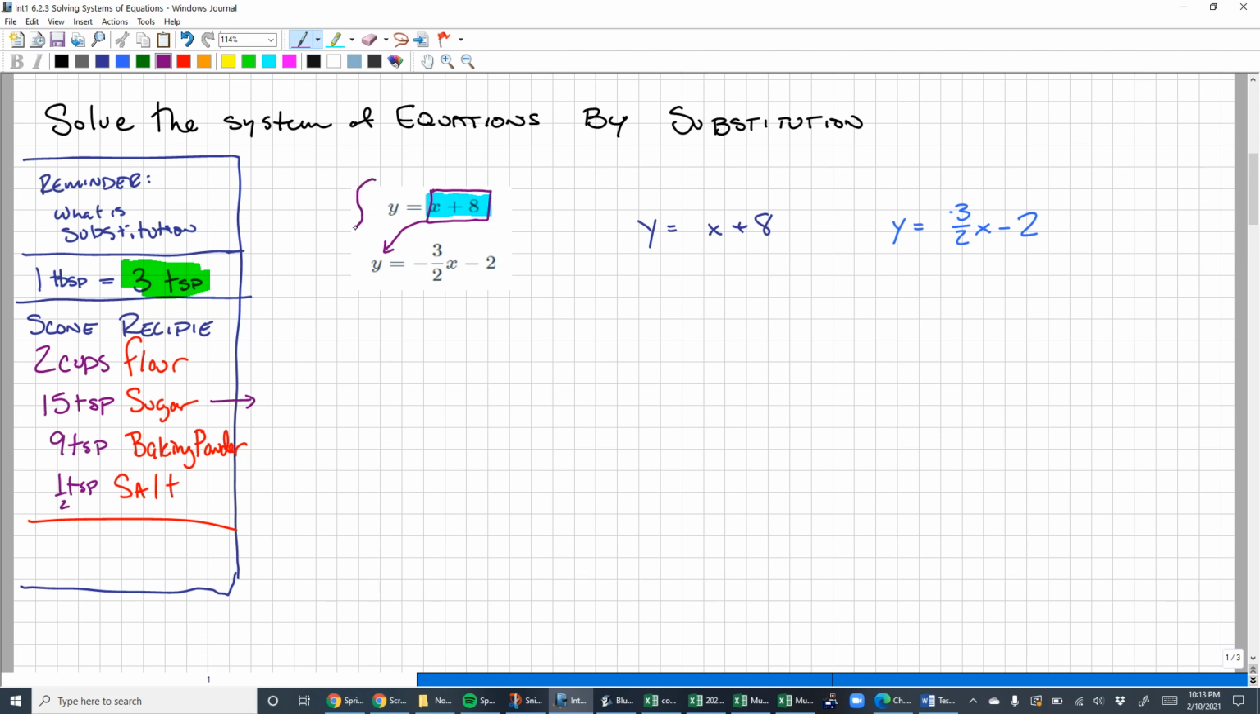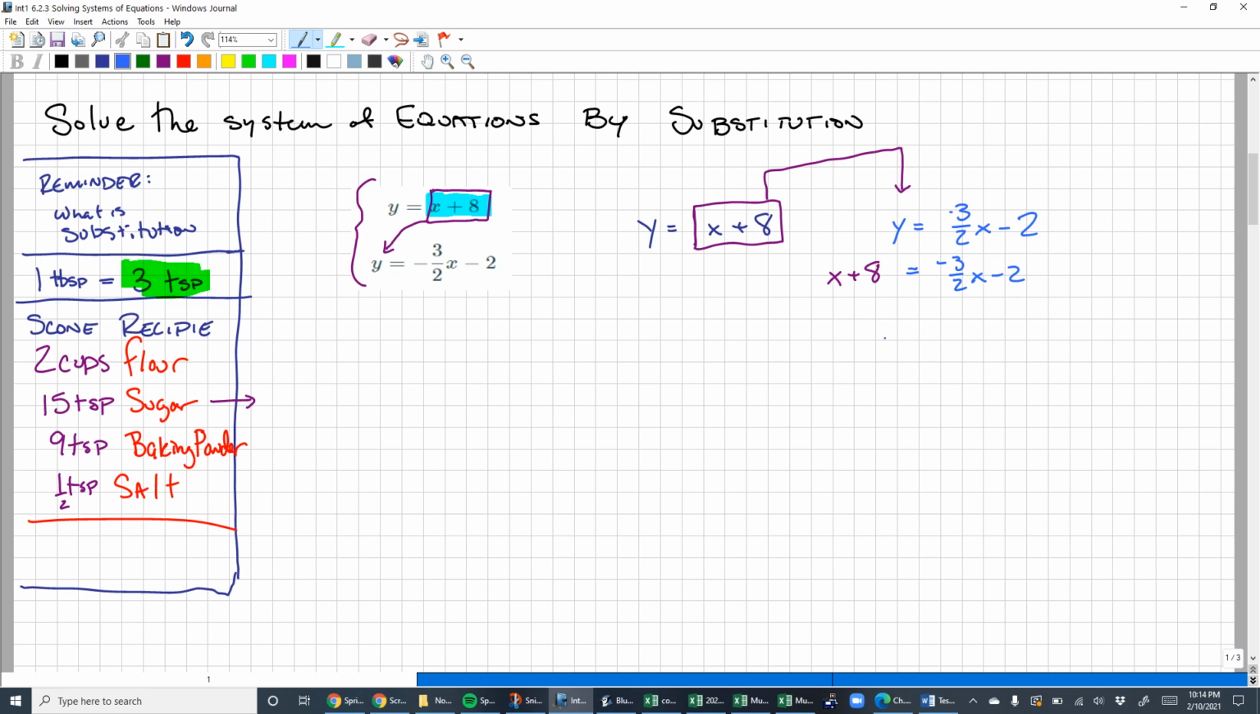Now, when we see our system of equations, a lot of the time they'll be written over top of each other. Sometimes they'll be written next to each other. And I tend to think that this is an easier way to look at it because I can plug it right in just like that. When I do that, instead of having y equals 3 over 2x minus 2, I'm now going to replace that y with x plus 8. And it's going to be equal to negative 3 over 2x minus 2.